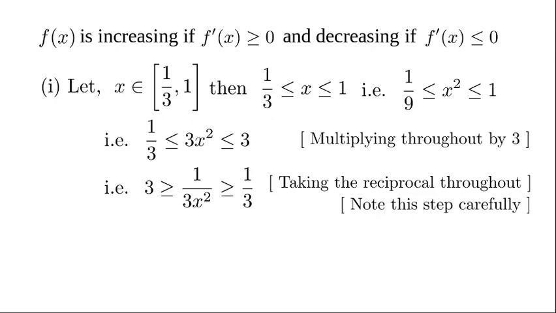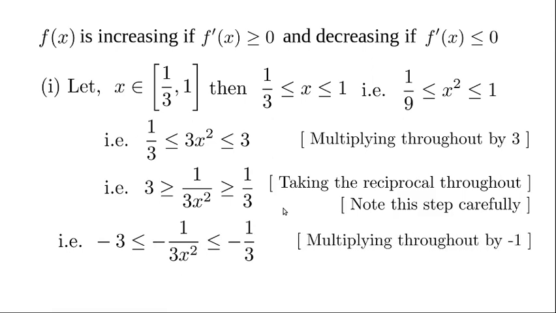So note this step carefully, because this is a very important thing. When you take the reciprocals, the inequalities change. They turn to the reverse side. So less than or equal to becomes greater than or equal to. And now multiply throughout by minus 1. Again note this step very carefully. When I multiply throughout by minus 1, again the inequalities change. So greater than or equal to becomes less than or equal to.